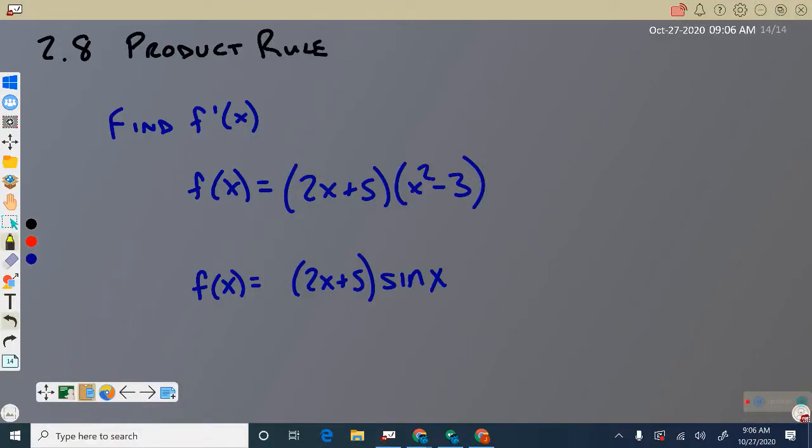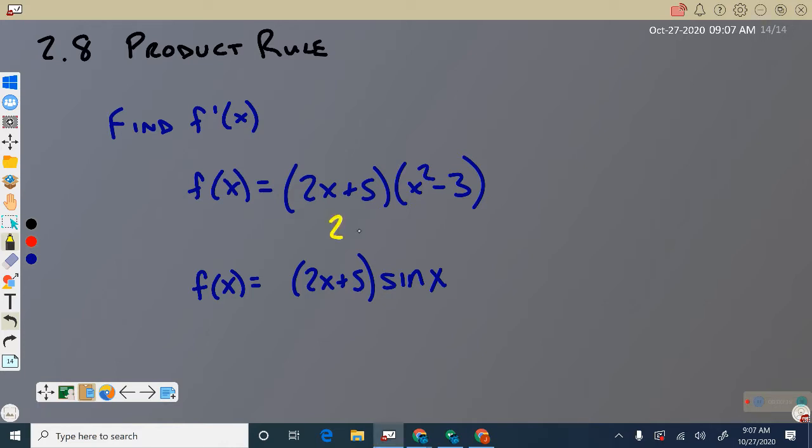Alright, some new material for us. This is called the product rule that we're going to work on today. We want to find derivatives of products. Pretty straightforward. What we can do when we have polynomials is we may not be able to tell exactly what this derivative is right here as it is.